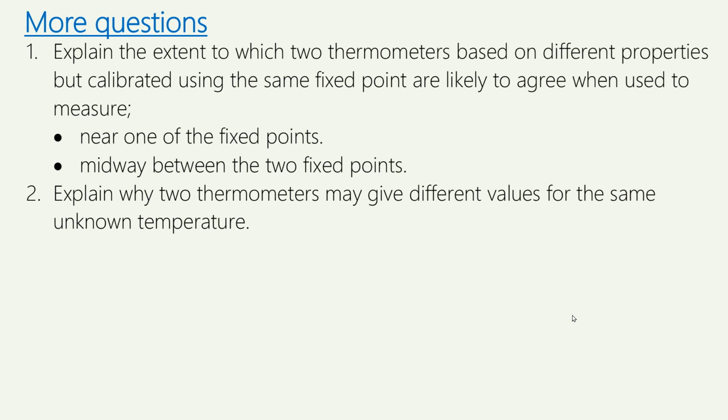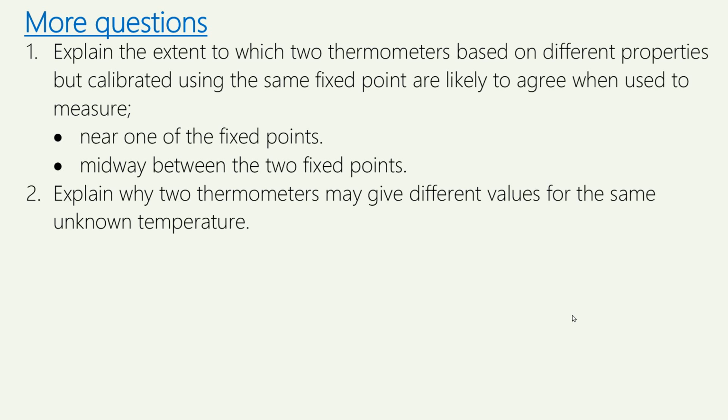Just to review a few of the questions that we looked at previously, I left with you questions. Number one, I asked you to explain the extent to which two thermometers based on different thermometric properties, but calibrated using the same fixed points, are likely to agree when used to measure. The first point was near one of the fixed points, and then the second point asking you to what extent will they agree if you are measuring temperatures midway between the two fixed points.